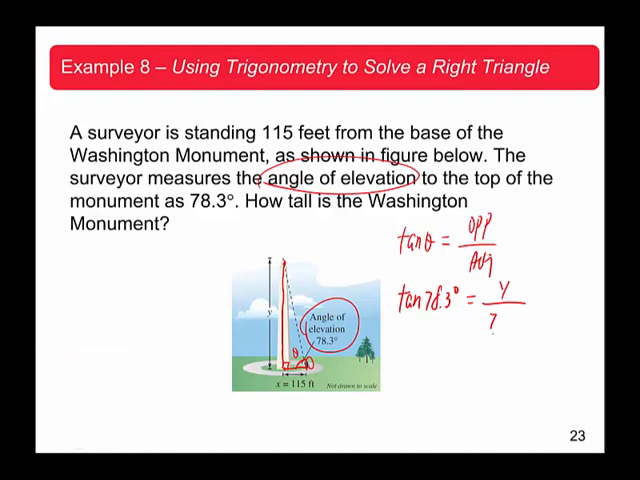Then you can utilize this equation to solve for the missing element, y over 115. In order to solve for y, you just multiply both sides of the equation by 115. So cancel the 115, and y equals 115 times tangent of 78.3 degrees. You put it into the calculator, and you'll be able to get a result.